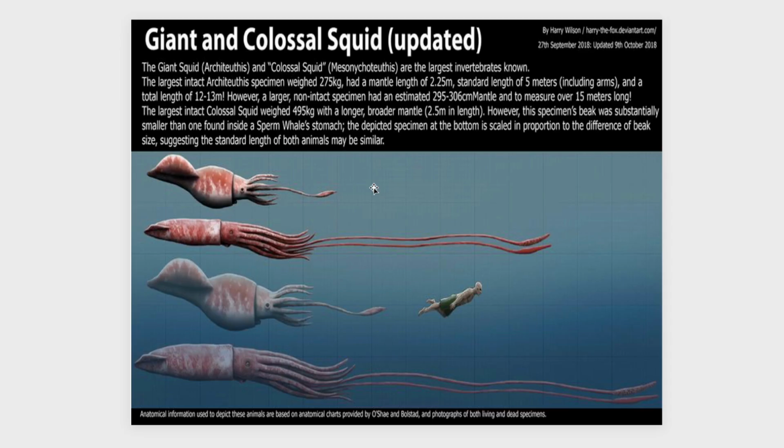If you look at a colossal squid, 495 kilograms, so that would be over 1,000 pounds in weight. And they're also extremely long. And you might have one 15 meters, so about 45 feet long, if you can imagine how gigantic that would be.